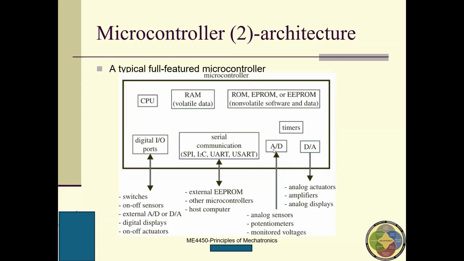AD means analog-to-digital converter. We have analog sensors, for example a potentiometer that monitors voltage. All this is analog. But if you want to control these variables, you must have an analog-to-digital converter, because a computer can only handle discrete signals, that means digital signals.